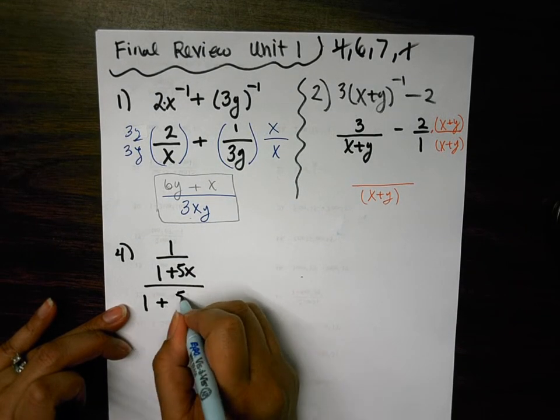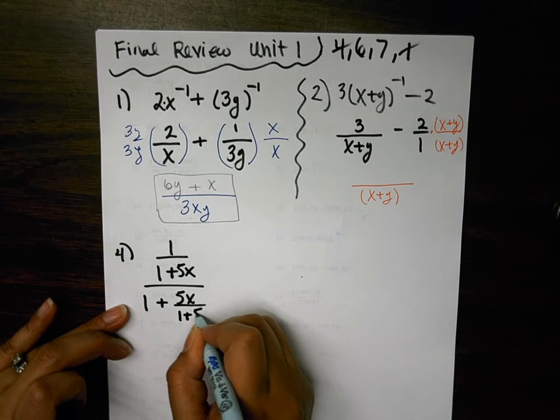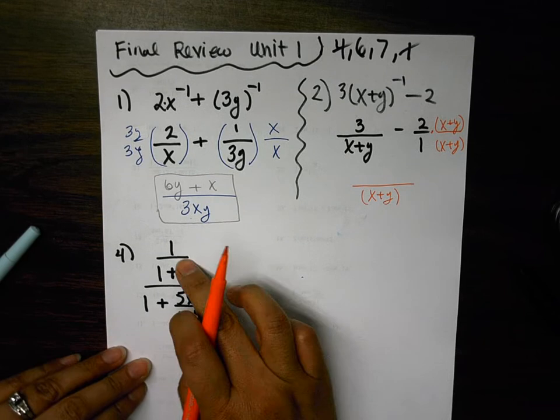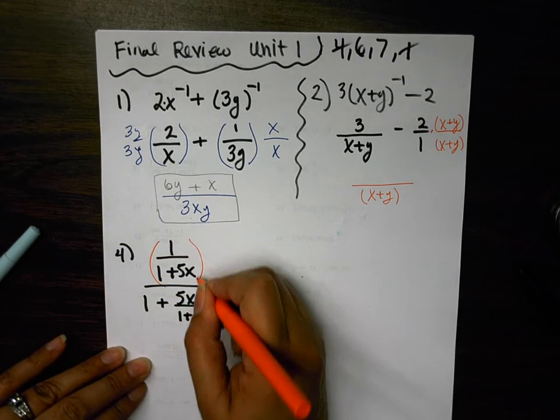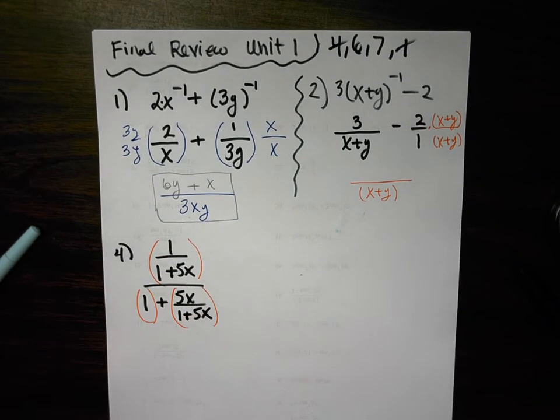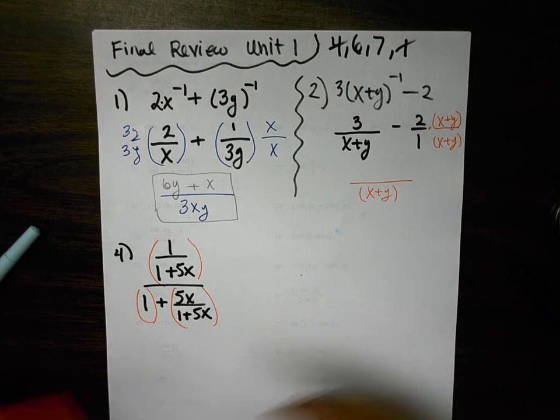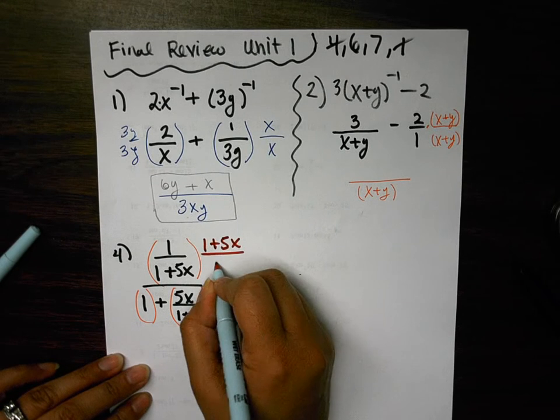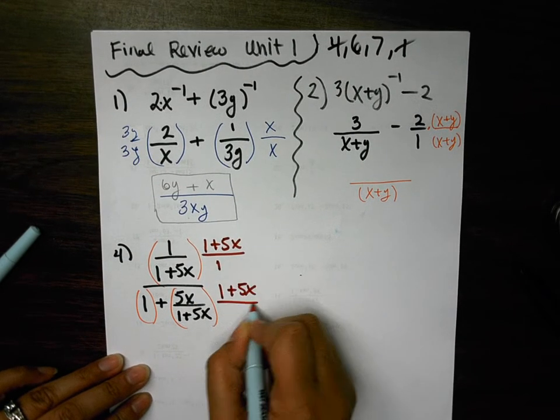1 over 1 plus 5x all over 1 plus 5x all over 1 plus 5x. All right, is this a complex fraction? So is this one that I can just clear? Yes or no? Yes? All right, when I clear it, I multiply everything. I have 3 separate fractions here. I multiply everything by the common denominator. What is the common denominator? 1 plus 5x.